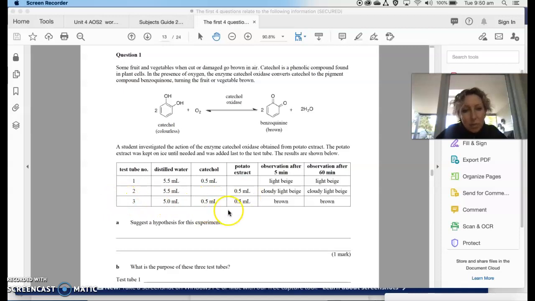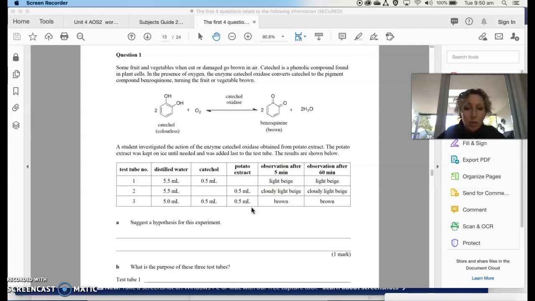And this third tube has got both your catechol and your enzyme or potato extract. Okay, so get your head around what's in all of those tubes. Now try and work out what the purpose of those are before we go on to have a look at trying to answer these questions.